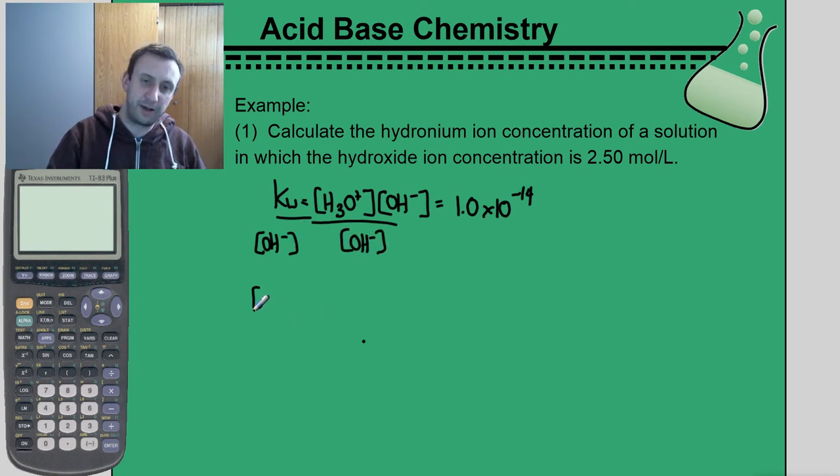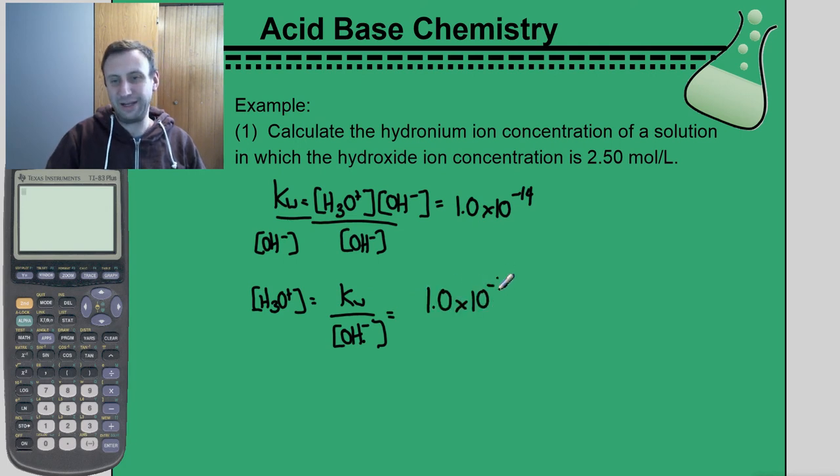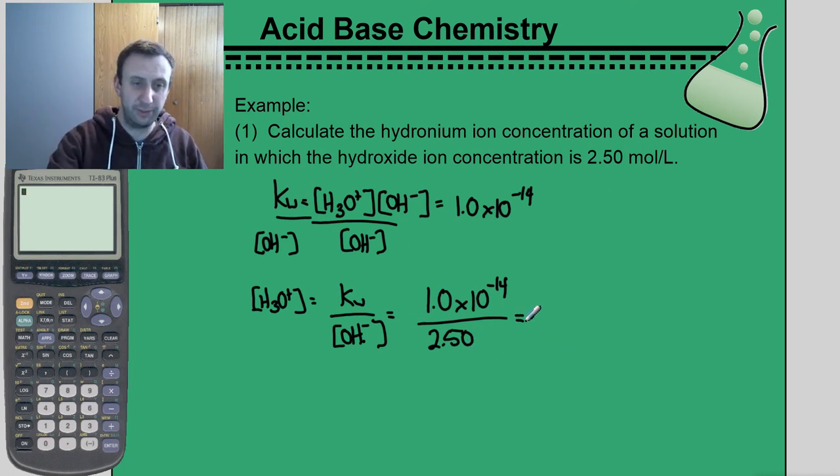All right, so I've got hydronium is equal to Kw divided by that hydroxide concentration that I have, which is 2.50 moles per liter. So I have 1.0 times 10 to the negative 14, and I'm dividing that by 2.50. Now again, I'm going to leave the units out of my equilibrium expression, because I never write units in an equilibrium expression.